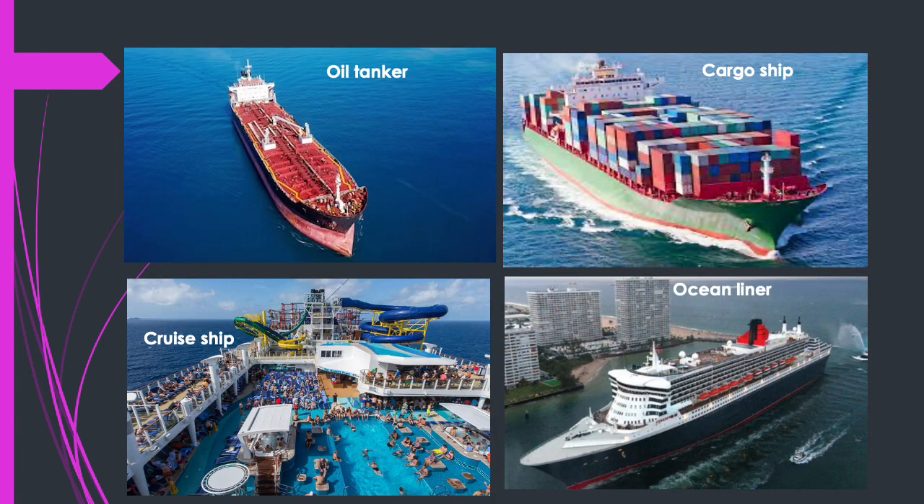Here is a collection of different kinds of ships. You can see an oil tanker, a cargo ship, a cruise ship, and an ocean liner. An ocean liner is a ship that has air-conditioned cabins, cinema halls, restaurants, and many other facilities. A cruise ship is mainly used for vacationing and for holidaying.